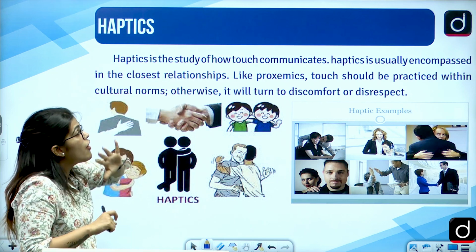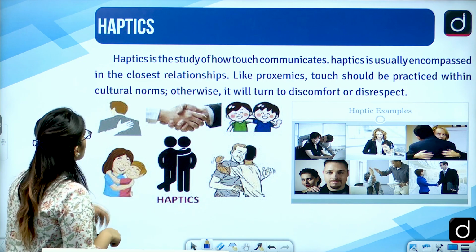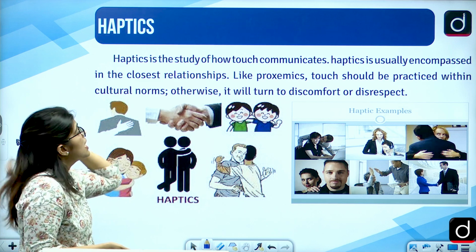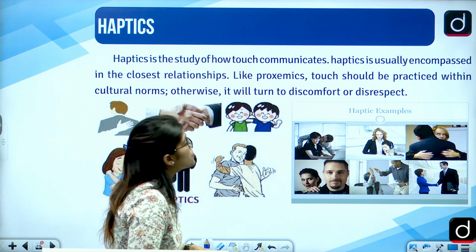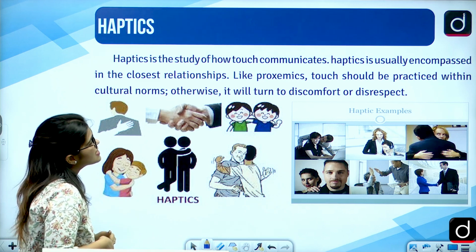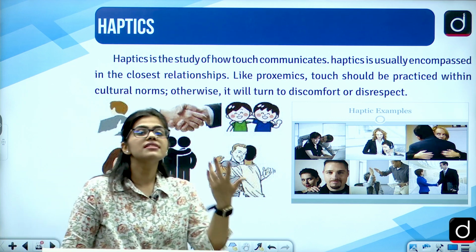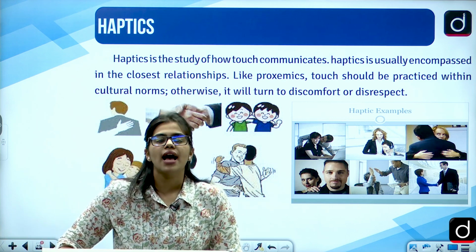Haptics is the study of how the touch can communicate. Haptics is usually encompassed of the closest relationships. Like proxemics, touch would be practiced within the cultural norms. Otherwise, it will turn disrespectful or can cause discomfort in the communication part as well.